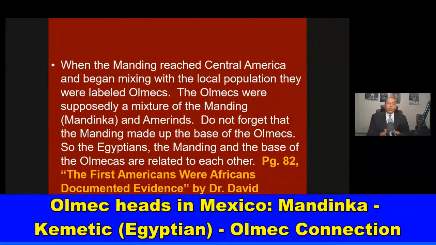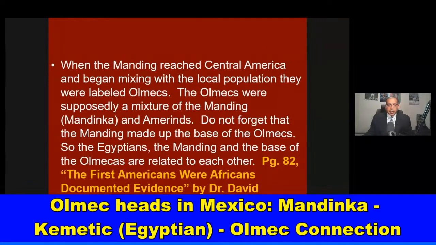All right, so when the Manding reached Central America and began mixing with the local population, they were labeled Olmecs. The Olmecs were supposedly a mixture of the Manding or Mandinka and American Indians. Do not forget that the Manding made up the base of the Olmecs, so the Egyptians, the Manding, and the base of the Olmecs are related to each other.